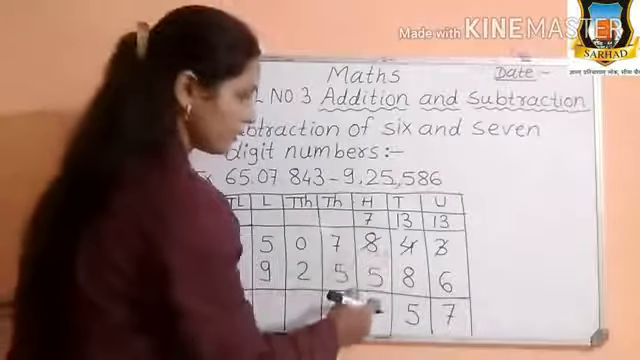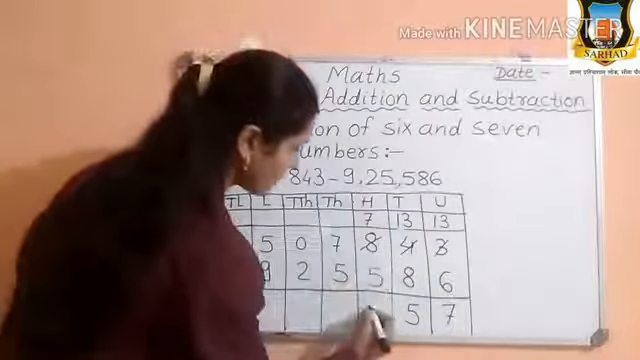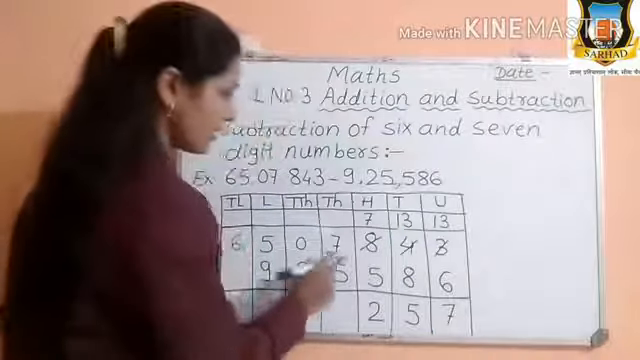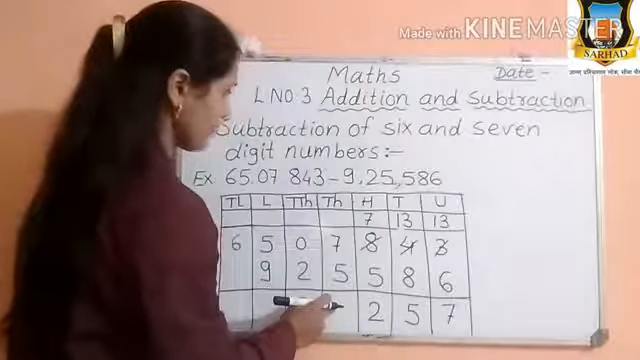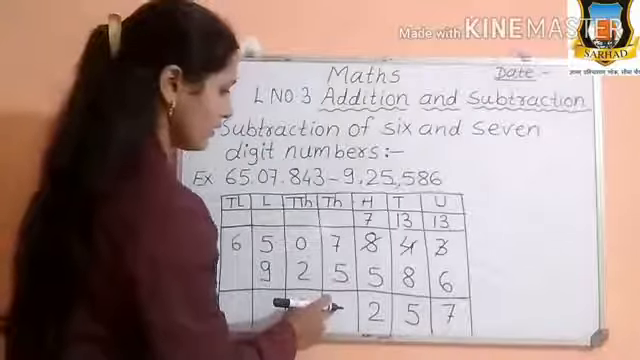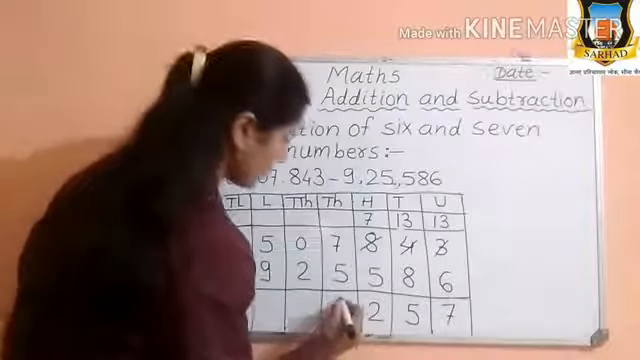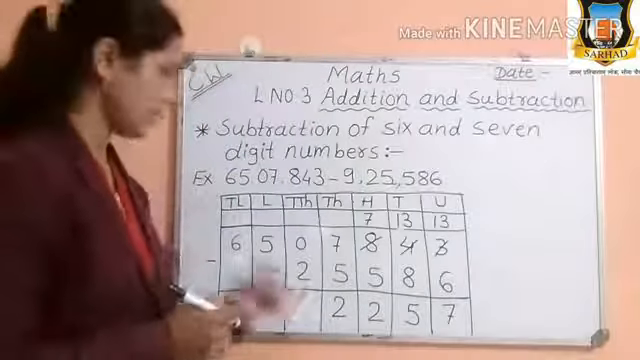7 minus 5, is it possible? Yes, 7 minus 5 is 2. Okay, now see the next place.